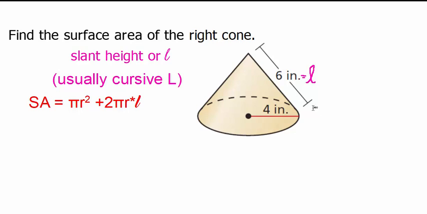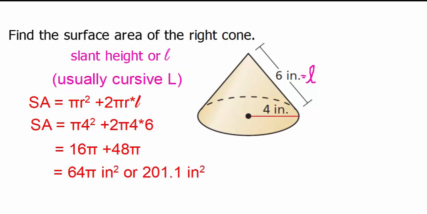So here we have, given our slant height, like I said, a cursive L, and our radius. Since we have those two, we've got the equation ready to go. We substitute in all of our information, the radius and the slant height, and do some number crunching. Sometimes I do the numbers in front of pi, combine those before I calculate times pi, 201.1 inches squared.